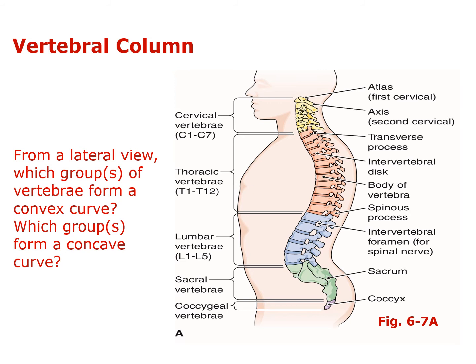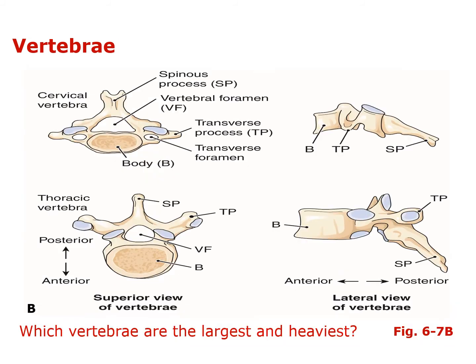Okay, posture, balance, movement. That's important. All right, so there's the vertebrae. If you were looking at the anterior surface, that's where the body is. And the posterior surface, you've got the spinous process. The vertebral foramen is in between those 2. You have the transverse processes on the side.